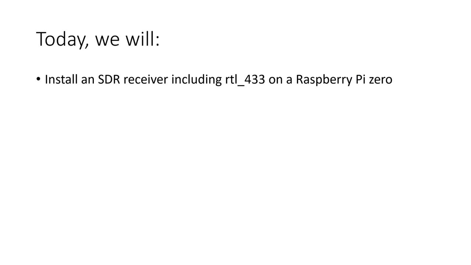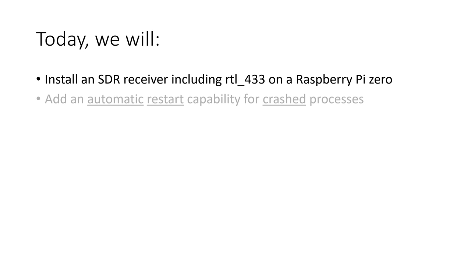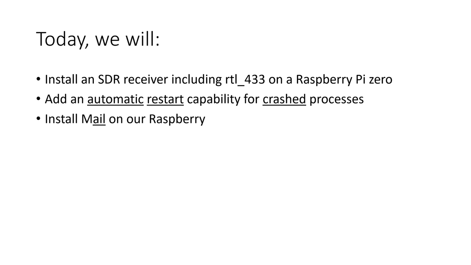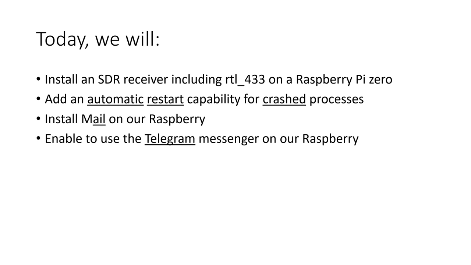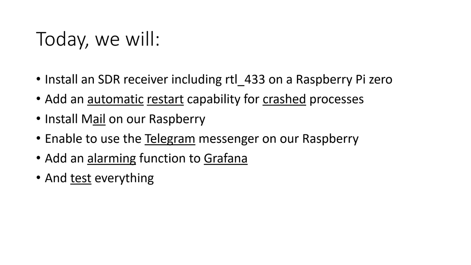Today, we will install an SDR receiver, including RTL_433, on a Raspberry Pi. Add an automatic restart capability for crashed processes. Install mail on our Raspberry. Enable the use of the Telegram messenger. Add an alarming function to Grafana. And test everything. This would take many hours.